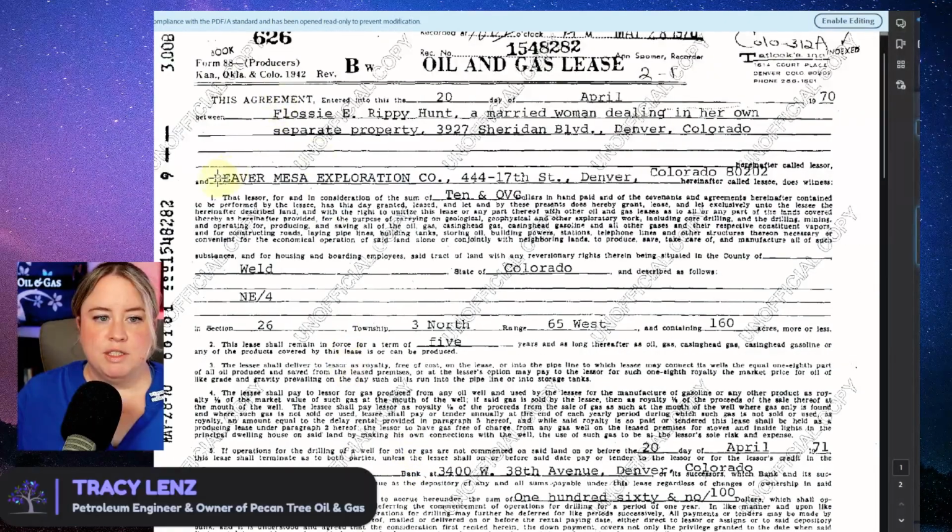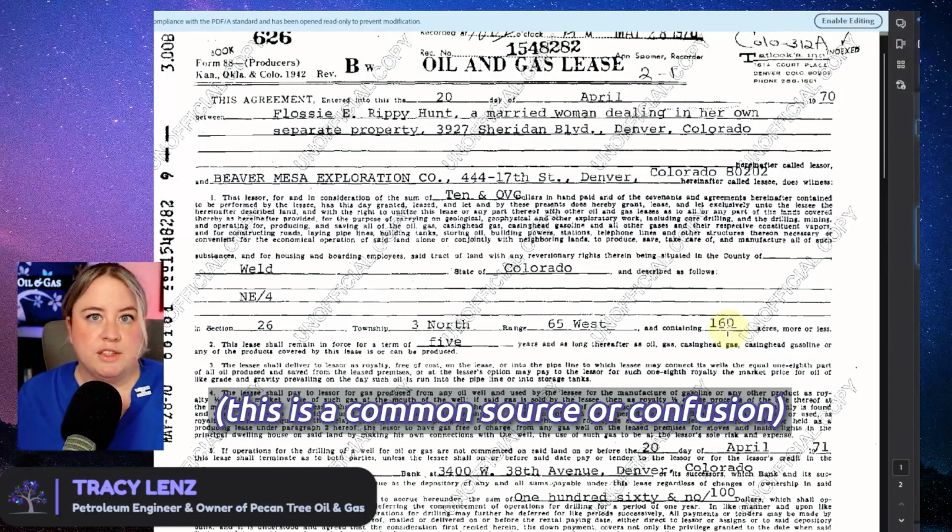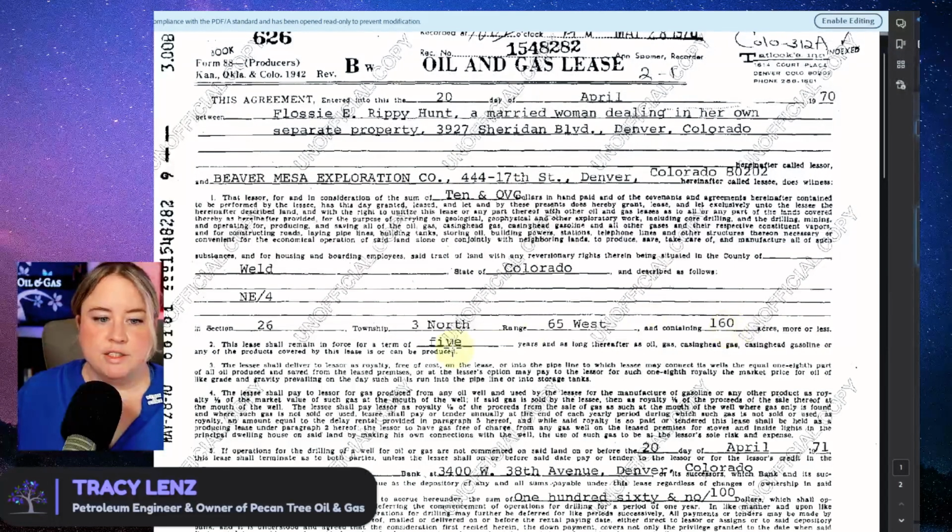Okay, this person is leasing to Beaver Mesa Exploration. It's the northeast quarter of Section 26, Township 3 North, 65 West, containing 160 acres. Now remember, we said that was just if you were to fence in those acres, not necessarily that she should get paid for 160 acres. Just saying that is the description of the land. She owns some fraction of that 160 acres. This is saying she's leasing it for a term of 5 years.